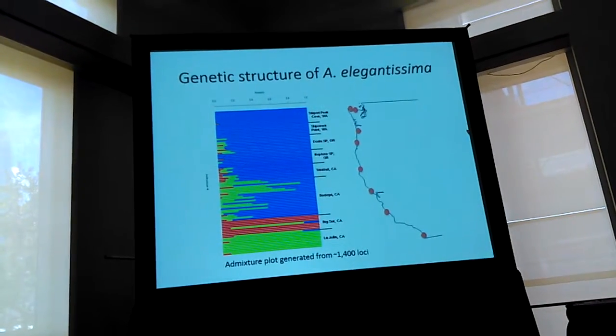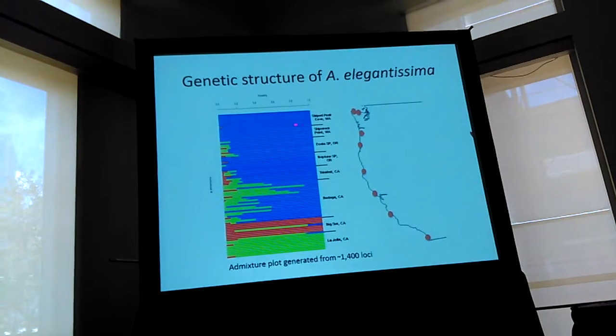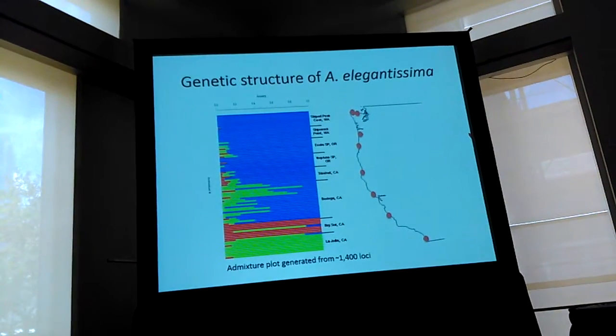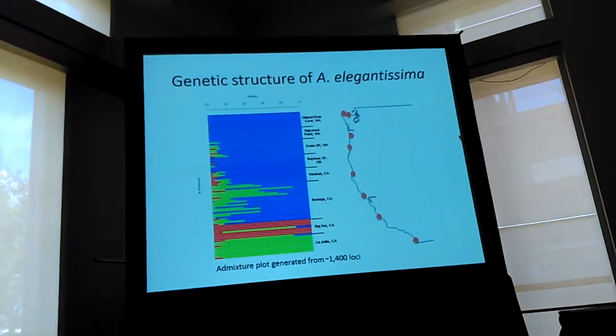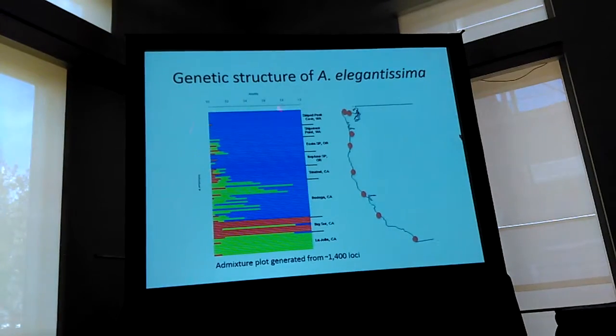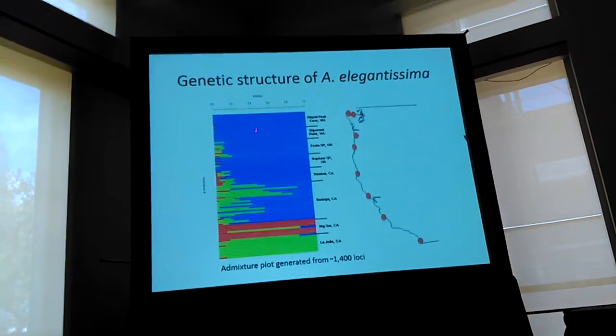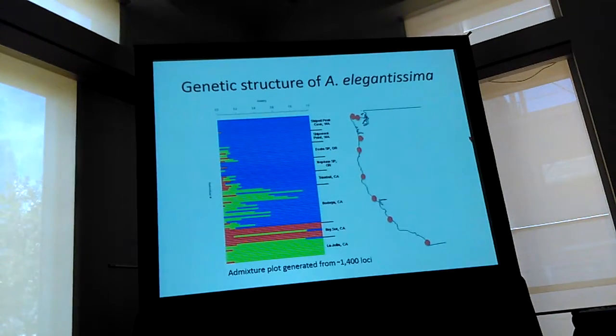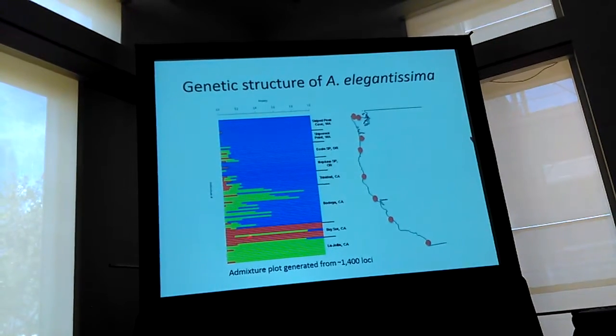So this is an admixture plot where each horizontal bar represents a single individual, and what admixture tries to do is predict the proportion of their genome that is made up of, in this case, each of 3 populations. And so what we see is that there's this northern blue population that tends to fall out, and the southern population in La Jolla that's green. And then we have this isolated Big Sur population.